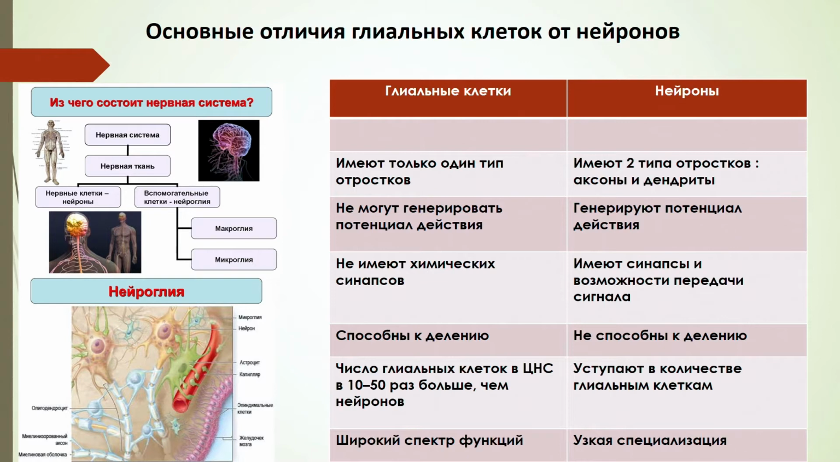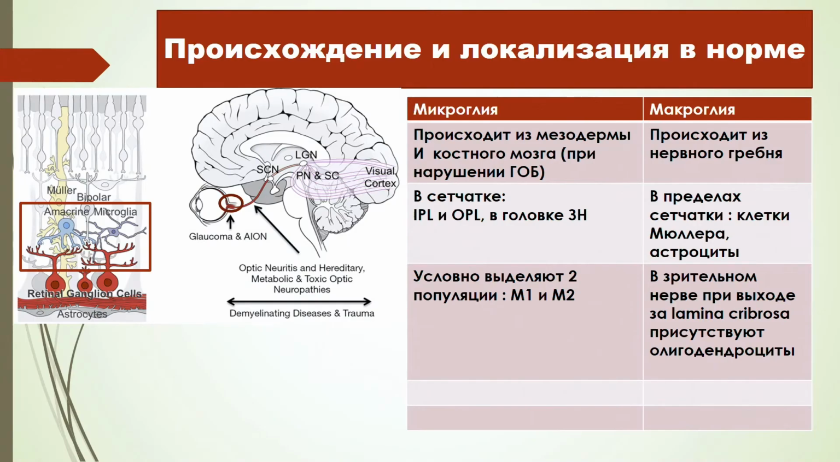We have to say that the spectrum of CNS glial cells is different from retinal glia. Specifically, in the retina, we don't have ependymocytes, but on the other hand, we see a unique cell unit in the retina, which is called the Muller cell, which is absent in the brain tissue.